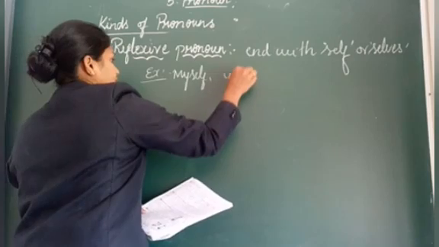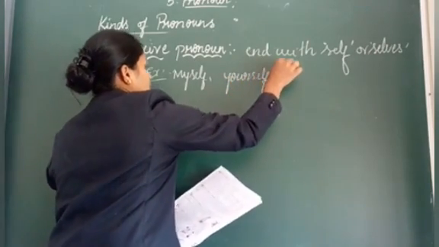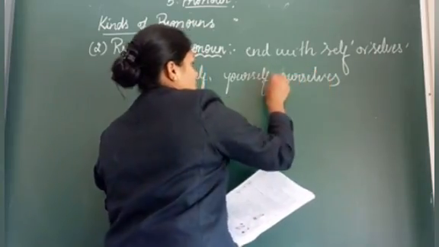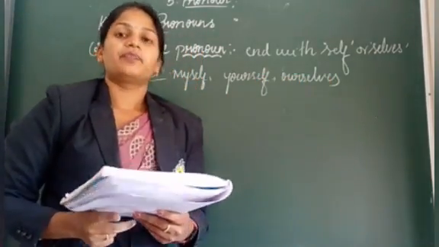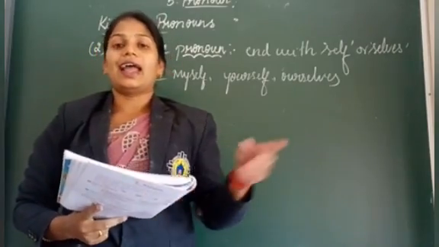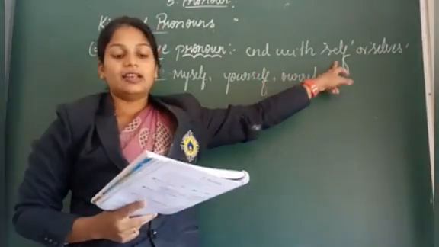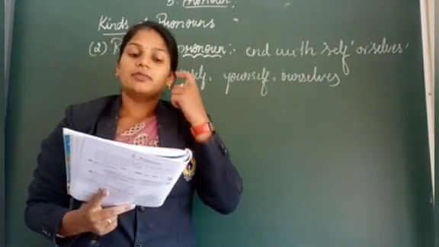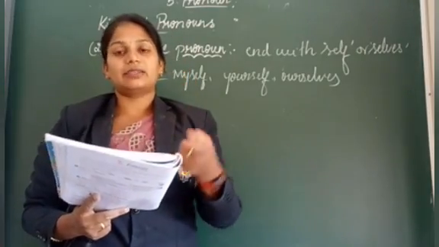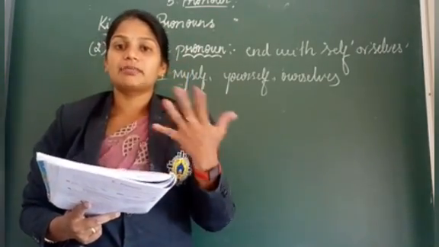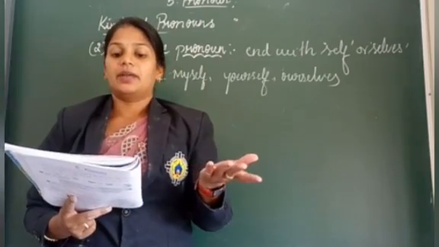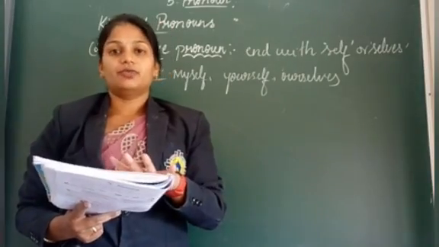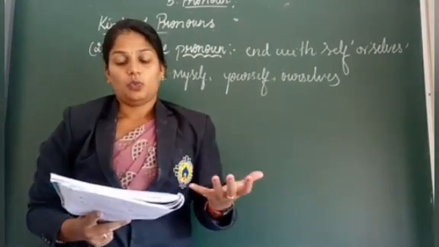So for example, myself, yourself, ourselves, like this. See, a reflexive pronoun is formed by adding self or selves to my, your, etc. Then a reflexive pronoun reflects back on the subject. Then a reflexive pronoun is used as the object of the verb.